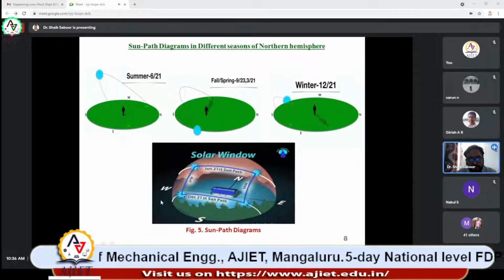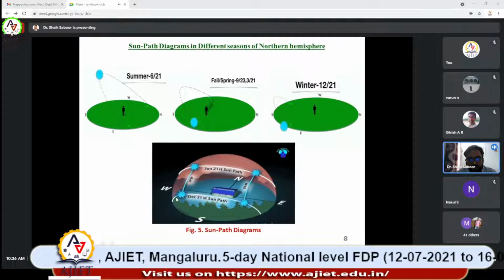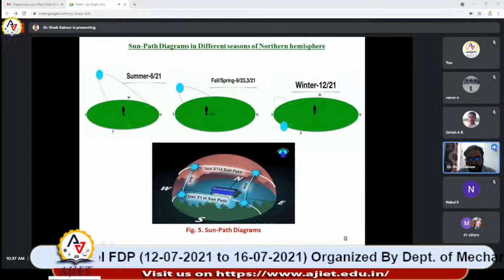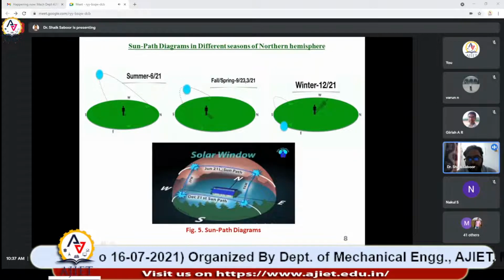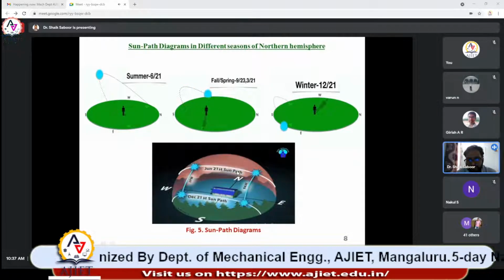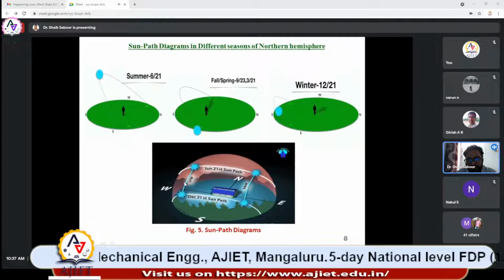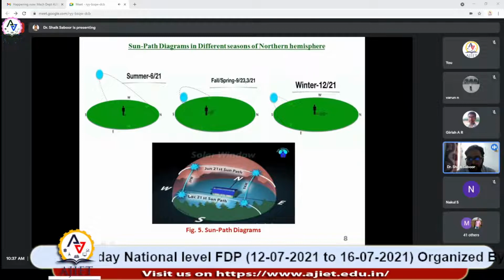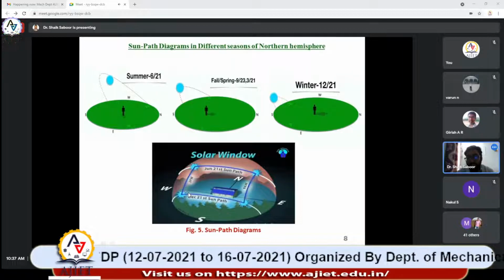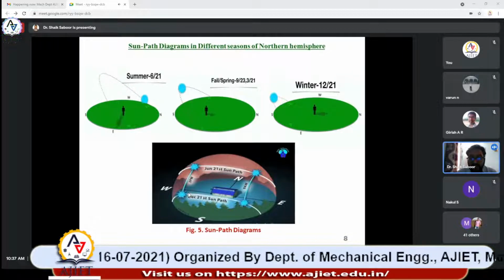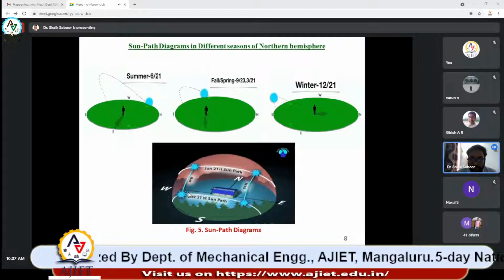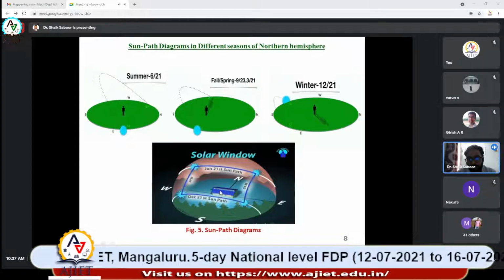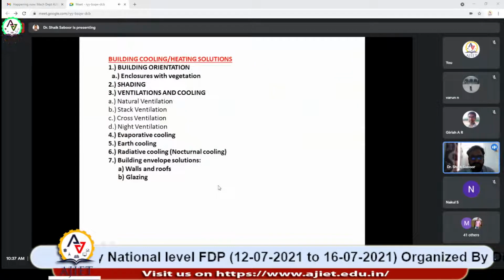Here you can see, if you focus on extreme winter and extreme summer, peak summer and peak winter, all other days will fall in between. It means we need to focus on this window. This window is called the solar window. If we can control this solar window, then we can actually control the solar heat gain passing through the building. This solar window plays a very, very important role.